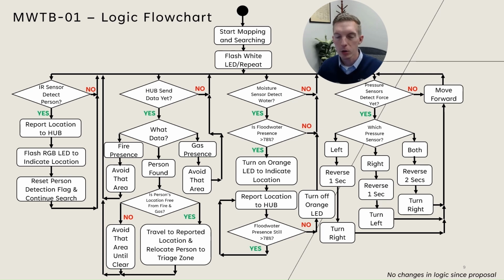Moisture sensor, we detect moisture. Well, is it flooding? If it's above 78%, we're going to assume it's flooding. Turn on the orange light and report it to the hub. And if we continually receive readings that are not 78%, we're still going to have that light on, just to let everyone nearby know. The hub sends data.